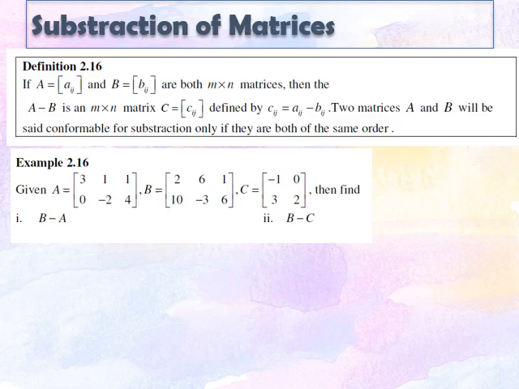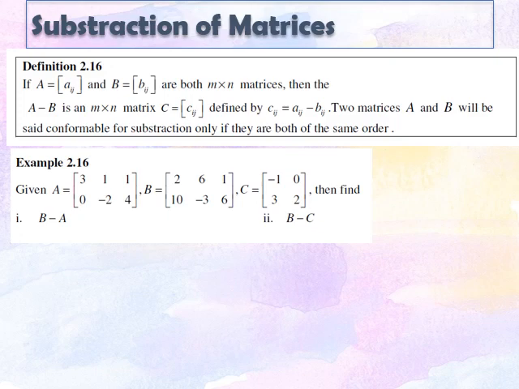Next is subtraction of matrices. It is basically the same concept as addition just now, but the operation now is minus. Two matrices A and B will be said to be conformable for subtraction only if they are both of the same order. The same thing: it must be of the same order, then only you can minus. Let us look at the example.